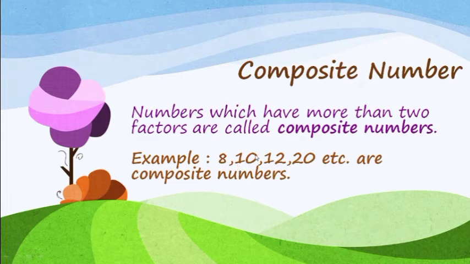So the first number is 1. By 1 I can divide 10. By 2 I can divide 10. By 3 I can't divide. By 4 I can't divide. By 5 I can divide. By 6, 7, 8, 9 I can't divide. By 10 I can divide it. So here the 1 table, 2 table, 5 table and 10 table are the factors of 10. Again we see the number of factors is more than 2, so 10 is considered a composite number. This is the way we identify composite numbers.